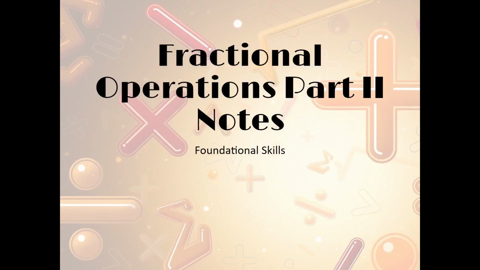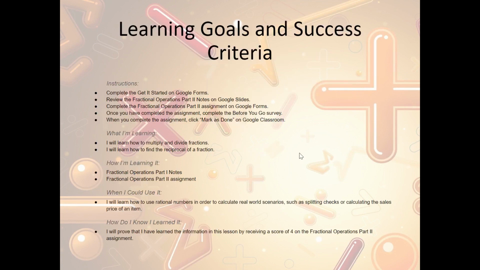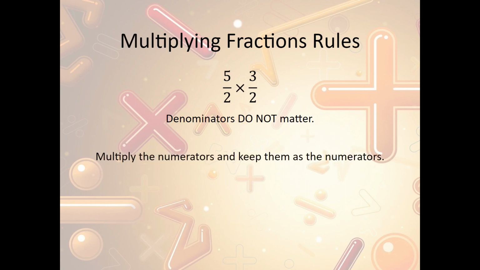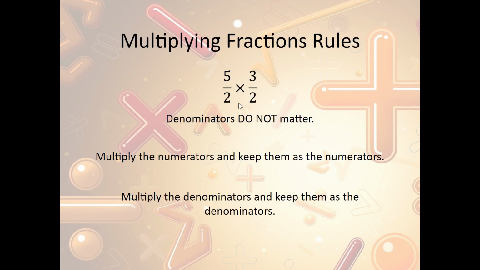Let's take a look now at the Fractional Operations Part II notes. Our notes begin with our learning goals and success criteria. First of all, let's talk about our multiplying fractions rules. The rules are that the denominators do not matter, which means they do not need to match. So we can have uncommon denominators. We're going to multiply the numerators and keep them as the numerators. So we would multiply 5 times 3. Then we're going to multiply the denominators and keep them as the denominators. So 2 times 2.